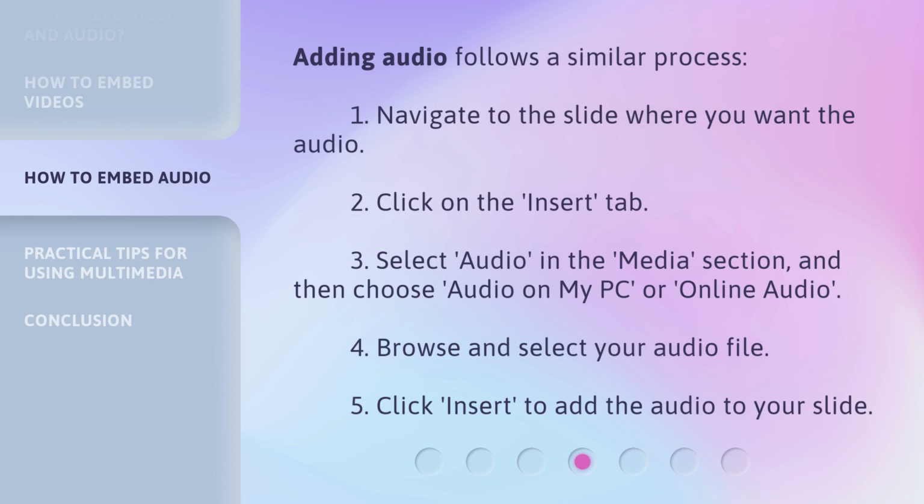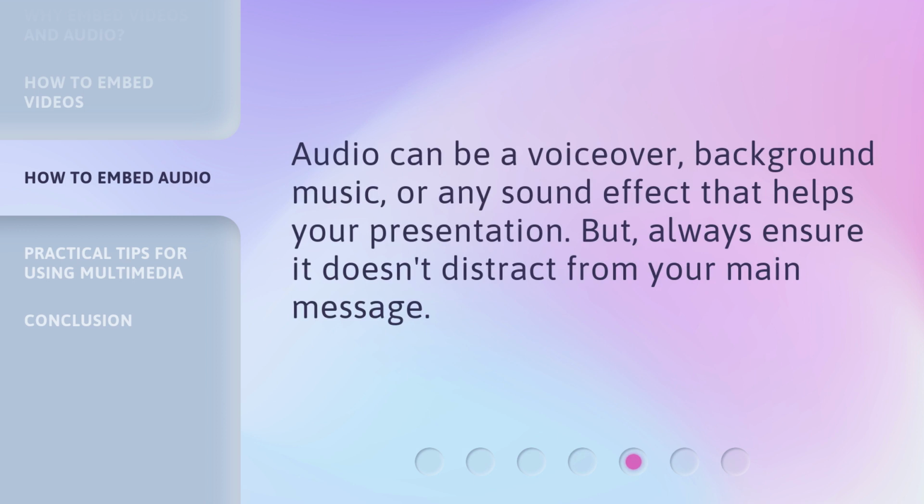Adding audio follows a similar process. 1. Navigate to the slide where you want the audio. 2. Click on the Insert tab. 3. Select Audio in the Media section, and then choose Audio on my PC, or Online Audio. 4. Browse and select your audio file. 5. Click Insert to add the audio to your slide. Audio can be a voiceover, background music, or any sound effect that helps your presentation. But always ensure it doesn't distract from your main message.